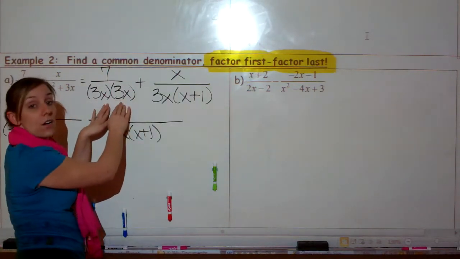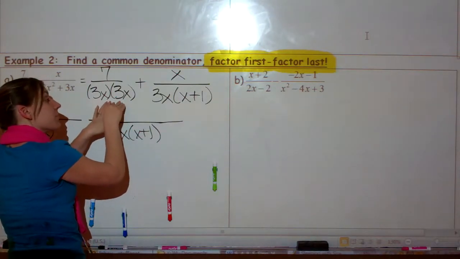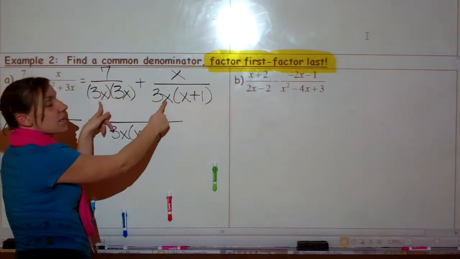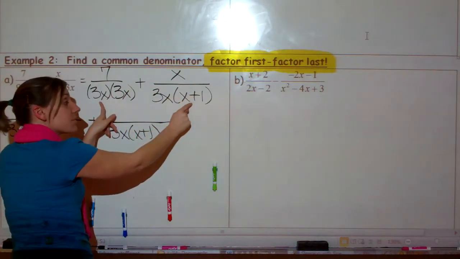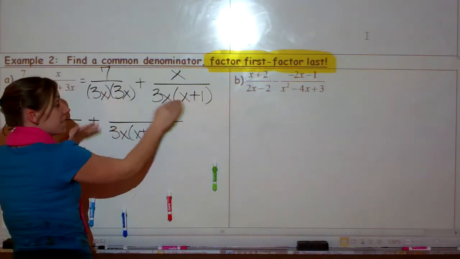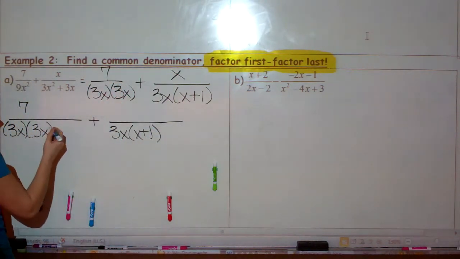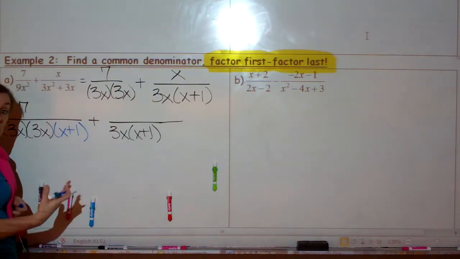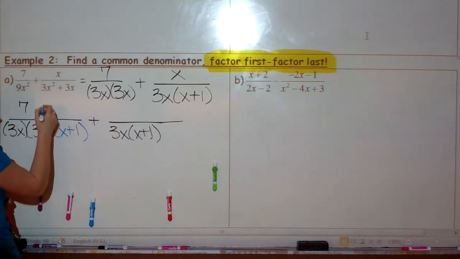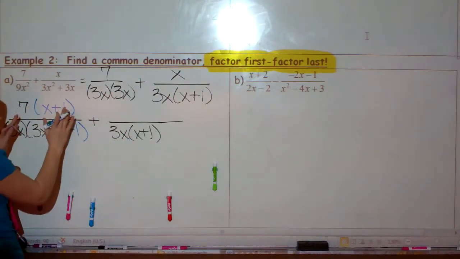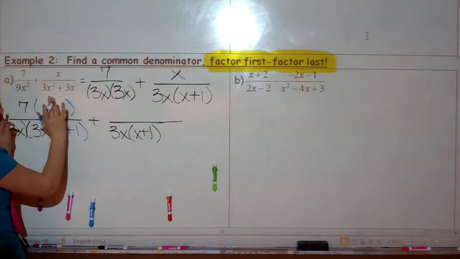So then we ask ourselves, what is missing? If you look here, what is missing from this one that this one has? This one has a 3x, so does that one. But this one has an x plus 1 that this one needs. So since this is missing the x plus 1, that's what we are going to multiply in. So x plus 1 here, and then remember, in fractions, whatever's in the denominator, we need to also apply to the numerator so that it doesn't change the meaning.